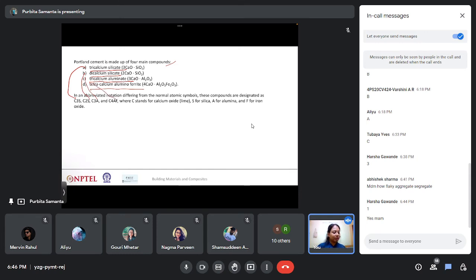So these things we already know. C stands for calcium oxide, that is the lime content that is present in cement. S stands for the silica, the compounds forming silicates. And A is for alumina, and F is for iron oxide, or the ferrous presence. Okay, so that is how these things are abbreviated.